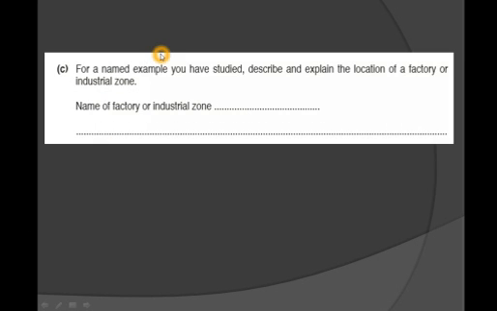I normally love highlighting questions from past papers so that you know what you're studying is very relevant as you prepare for your exams. So this is question C, which goes for 7 marks, as you know. For a named example you have studied, describe and explain the location of a factory or an industrial zone. So as we have just finished looking at the Silicon Valley, I would expect this space to be filled with the Silicon Valley. Probably you can even go ahead and say in California, USA, and then you give a little bit of an introduction about Silicon Valley, and then give about 5 or 7 factors that have led to the location. Remember to give examples as we've mentioned, and then you'll be able to get your full marks.